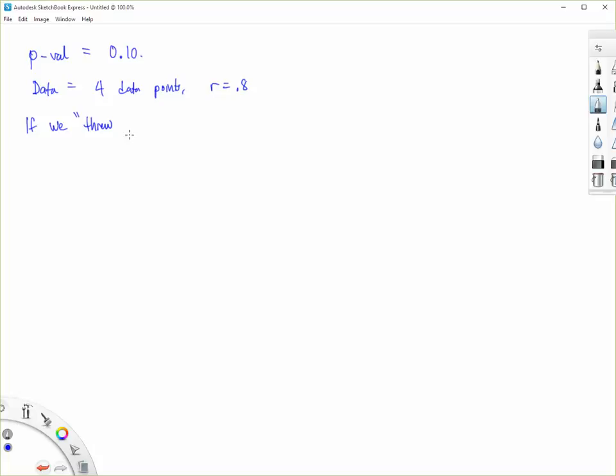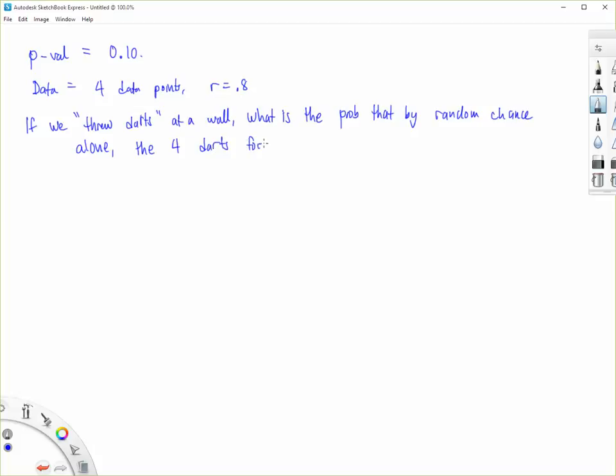Now if you were a professional dart thrower, then maybe this is not a good example, but this is just the idea that we're kind of just throwing some darts into the sky or whatever, and then they land on our target. So if we threw darts at a wall, what is the probability that by random chance alone the 4 darts form a pattern that shows a positive linear correlation of at least 0.8?